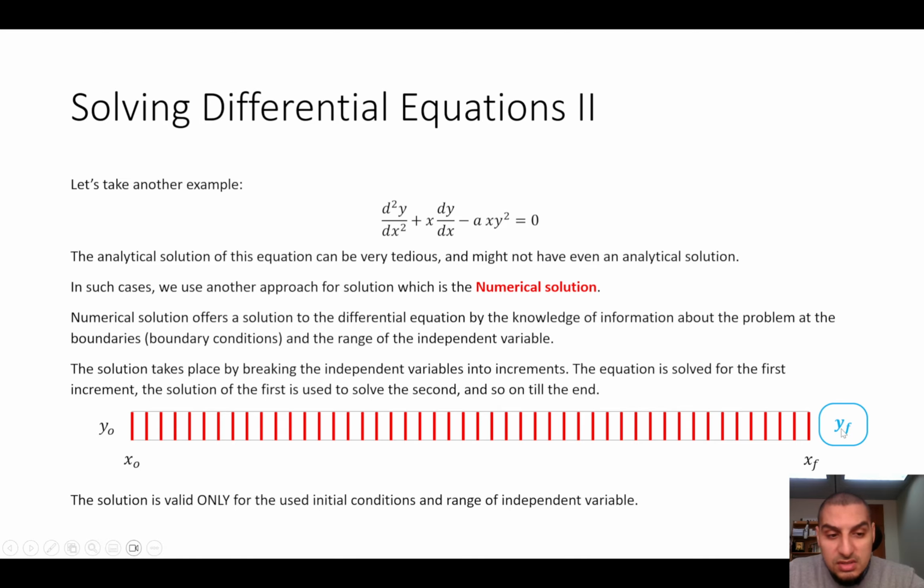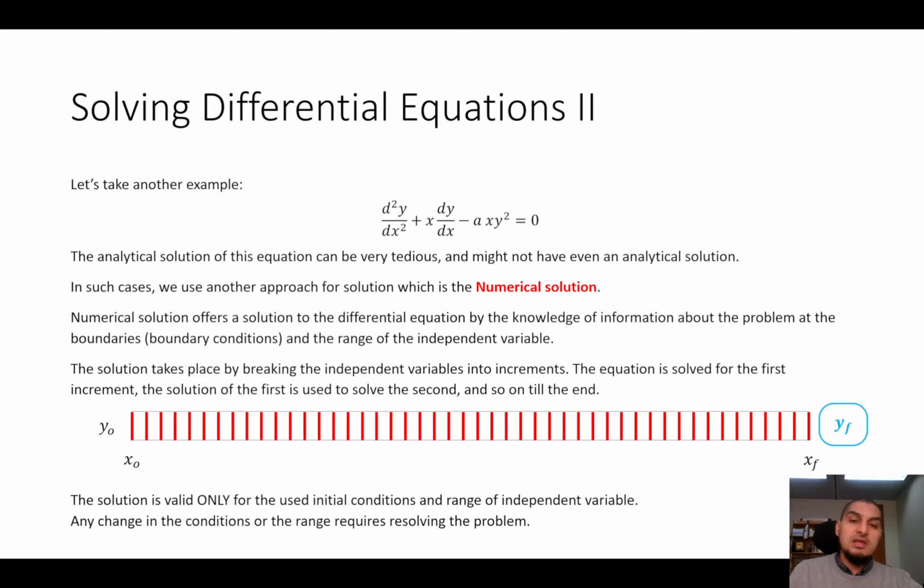the solution, this YF that we are calculating, is valid only for the initial conditions, which is Y node at X node, and for this range of the independent variable. So it's valid only for X node to XF and for Y node at this value. So if we change anything, if we change the value of Y node, if we change the range of the independent variable, we have to redo all the calculations one more time. So the solution is only specific for the given conditions. If anything changes, we need to redo all the calculations again.